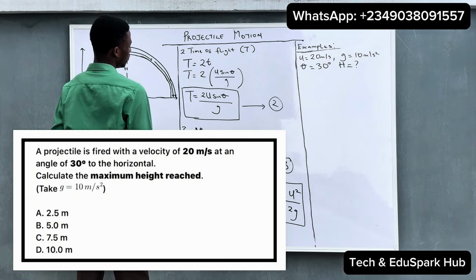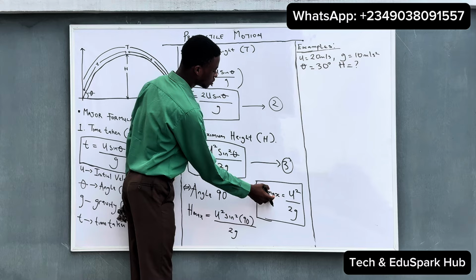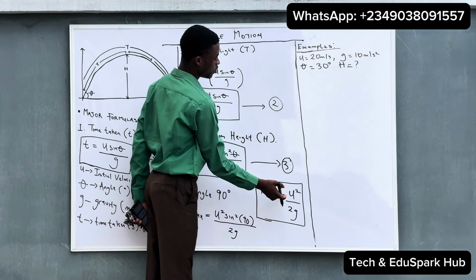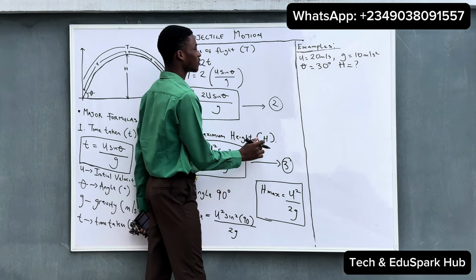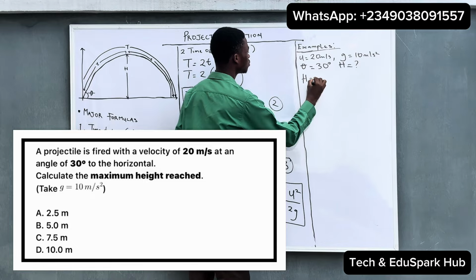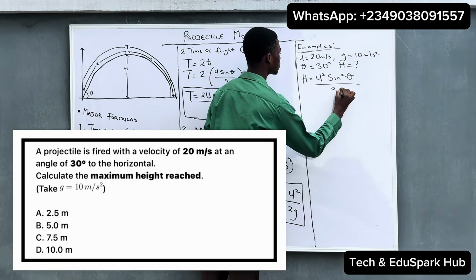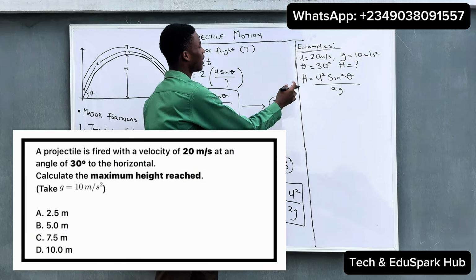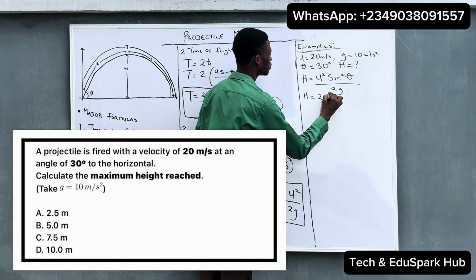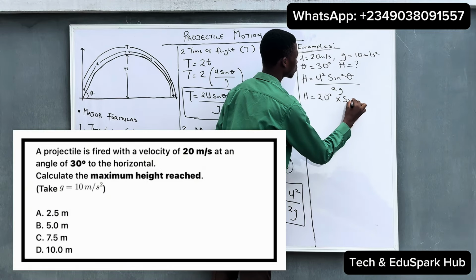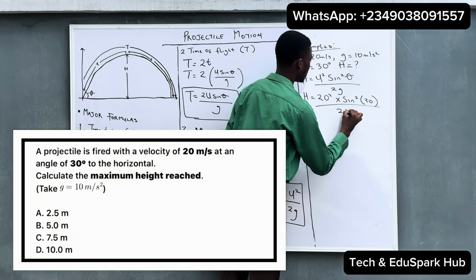So looking at this, we are going to use our h equals u square sine square theta over 2g. We are not going to use the other formula because we are given the angle. Assuming we are not given the angle, we are going to use that other formula. So using h equals u square sine square theta over 2g, putting our parameters in this formula, we have our h to be equal to, what is our u? Our u is 20. So we have 20 square multiplied by sine square. What is our theta? Our theta is 30 degrees, divided by 2g, which is 2 multiplied by 10.